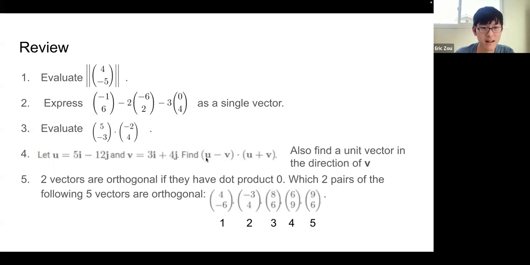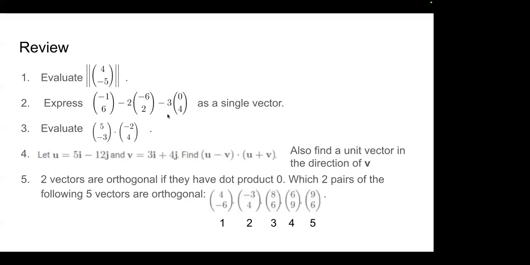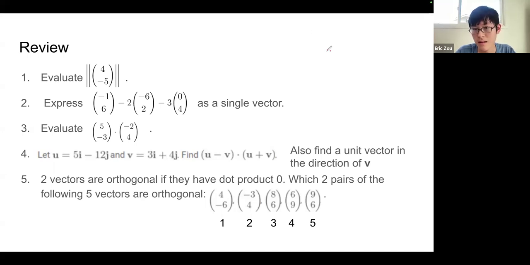Alright, let's go over some of them. Let me ask some people. Alright, Ethan, what did you get for question 1? Root 41. Good job. Alright, question 1 is root 41.